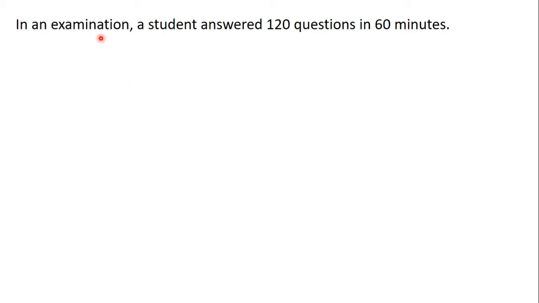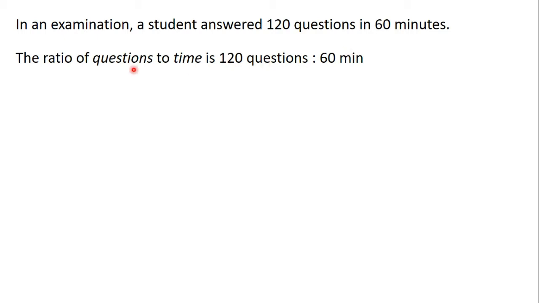Consider this example. In an examination, a student answered 120 questions in 60 minutes. So likely this was an objective test, and in 60 minutes, the student answered 120 questions. We can compare the number of questions the student answered to the time it took the student to answer those questions. In ratios, we learned that the ratio of the questions to time is 120 questions is to 60 minutes.